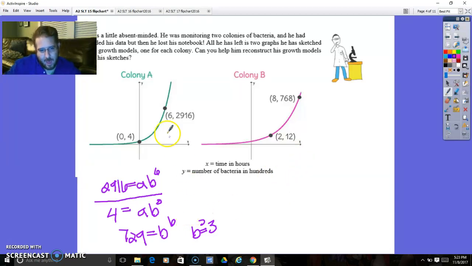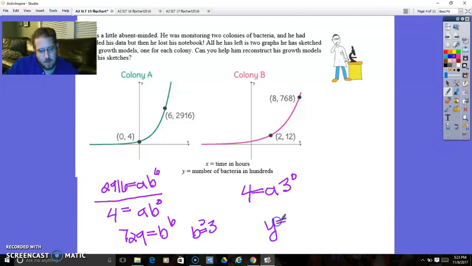In order to find a, well, first of all, I know what a is. A is right there, so a is 4. But if I didn't know that, if I didn't have the y-intercept, I could simply take my answer for b, plug into one of the equations, doesn't matter which one, and solve for a. So if it was 4 equals, I'm going to use the one with smaller numbers, a, which we still don't know, times 3 to the power of 0. Well, anything to the power of 0 is 1. So 3 to the 0th is 1, so that's 1a, so that means a is 4.